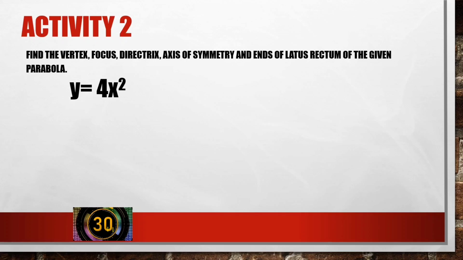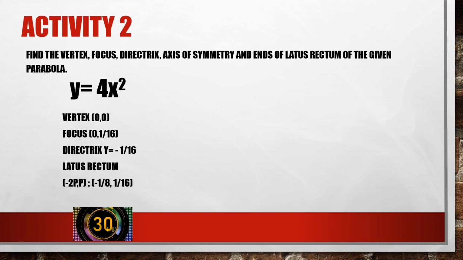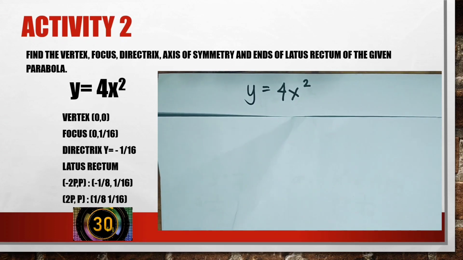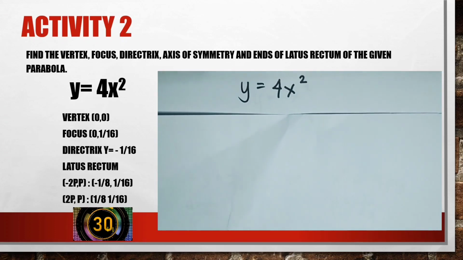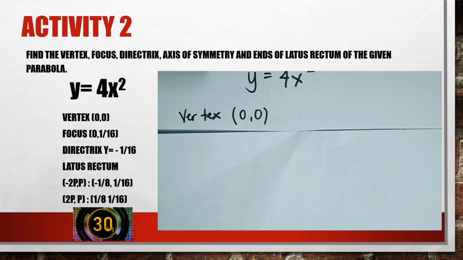Time's up. So the answer for the equation y is equal to 4x squared: we have the vertex 0, 0. For the focus, we have 0, 1 over 16. The directrix is y is equal to negative 1 over 16. And the ends of the latus rectum are negative 1 over 8, 1 over 16, and 1 over 8, 1 over 16. I'm showing you the solution in solving for the focus of our parabola.